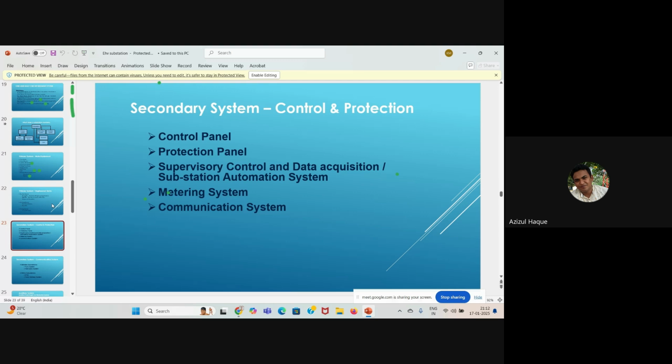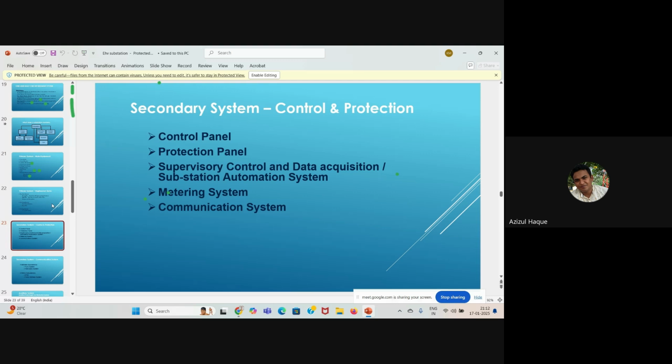This control panel is used for operation of equipments, circuit breaker, isolator. These are equipments which can be operated locally at yard end, or it can be remote operated from control room. When it is to be operated from control room, this control panel is used.